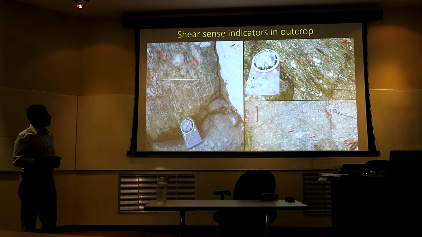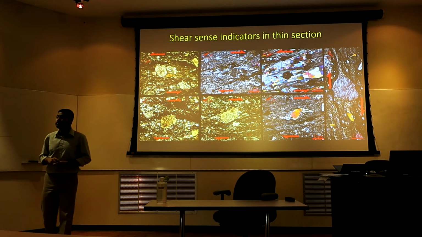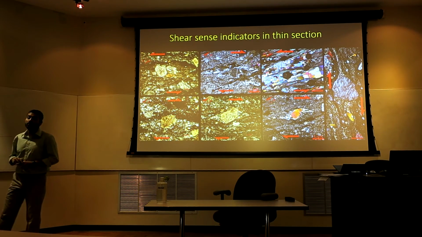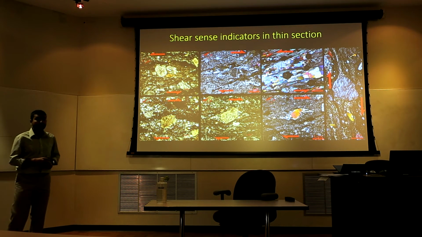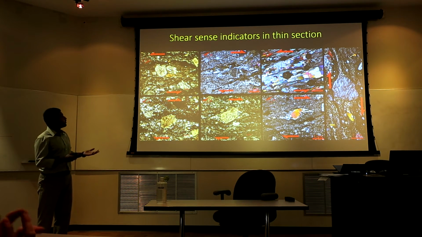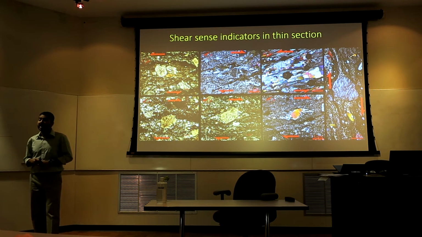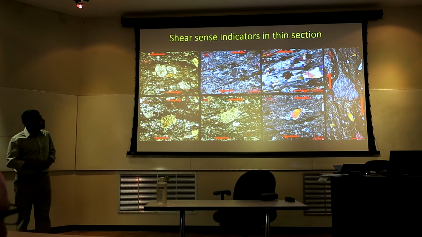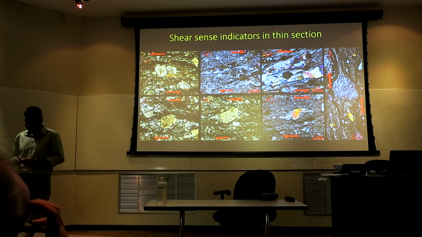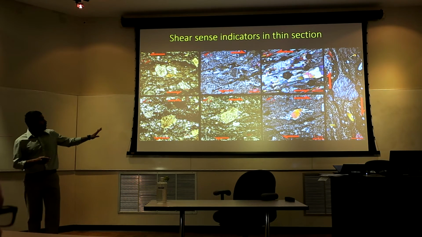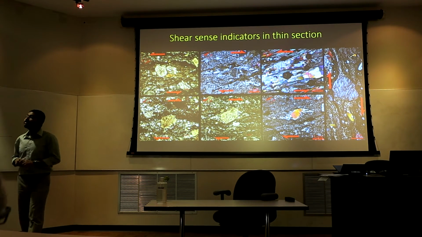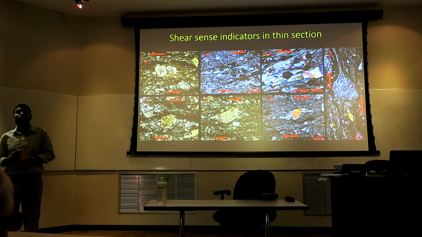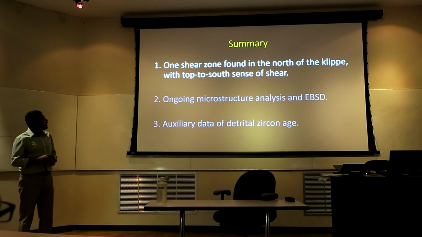However, just to be more sure, we collected oriented samples, prepared thin sections out of them, and studied those rock samples in the lab for their microstructures. These are the microstructures we found, and as you can see, all of them are showing top to the south senses of shear. Just to point out a few nice ones, this is a very nicely developed delta type shear sense indicator. This is a sigma type shear sense indicator. So up to this point, we can confidently say that there was only one shear zone which showed top to the south sense of shear.